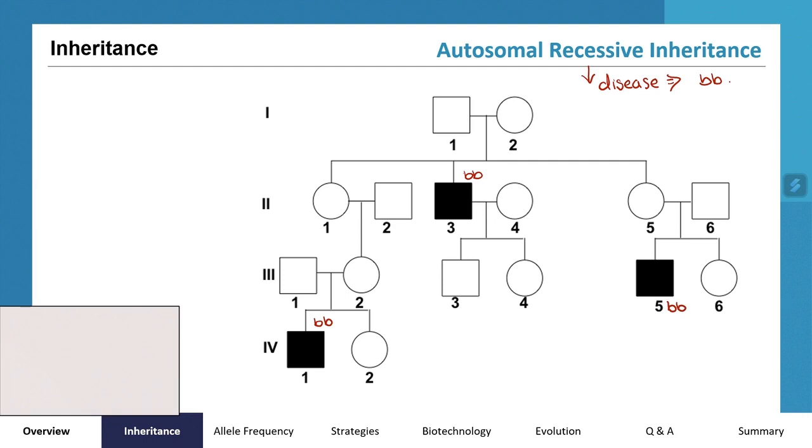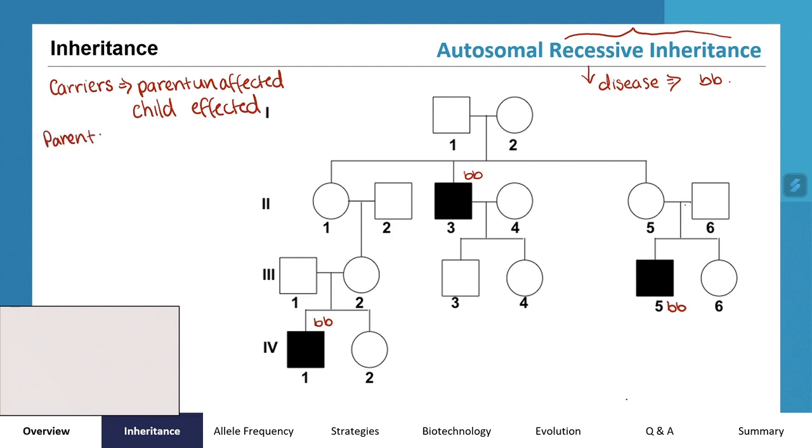So in recessive inheritance, any kind of recessive inheritance, there are these things called carriers that can start coming up, where the parent is unaffected, but they give birth to a child who is affected. When this happens, you have to realize that the parent is automatically heterozygous. Both parents must automatically be heterozygous. And I'll show you why.